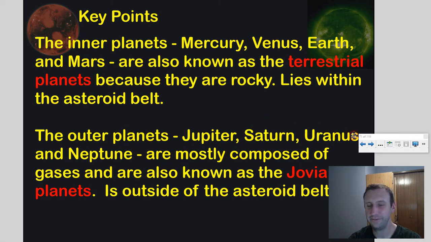The inner planets in our solar system, including Mercury, Venus, Earth, and Mars, are also known as the terrestrial planets because they are rocky. They lie within the asteroid belt, so they are the inner planets because they're within the asteroid belt. And then we have the outer planets, which include Jupiter, Saturn, Uranus, and Neptune. They are mostly composed of gases and are also known as the Jovian planets. They are outside of the asteroid belt. So when we talk about inner or outer, we are literally just talking about where it is in relation to the asteroid belt in our solar system.